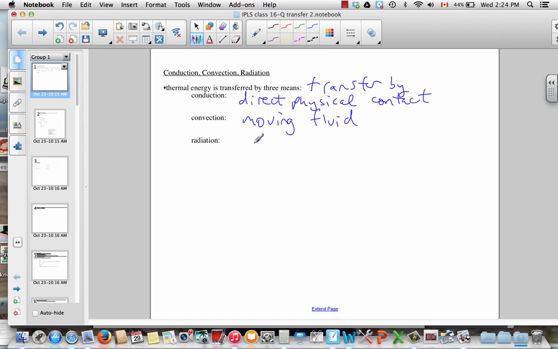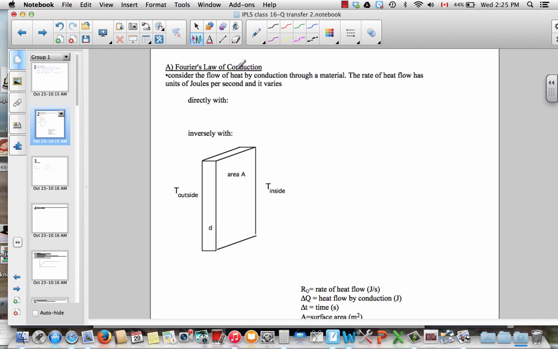Finally, there's radiative transfer, which works through the vacuum of space, and that's transferred by electromagnetic radiation. And typically, for most temperatures of interest, the electromagnetic energy is going to be mostly in the infrared part of the spectrum. So those are the three means of thermal energy transfer that we're going to look at in this class: conduction, convection, and radiation. We'll start with conduction. We'll start with Fourier's law of conduction.